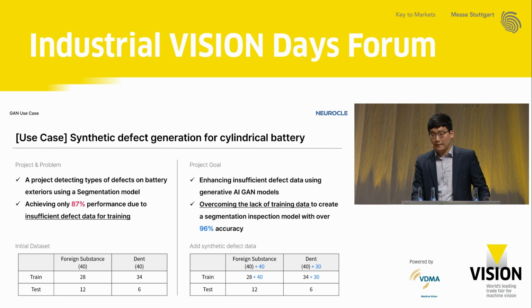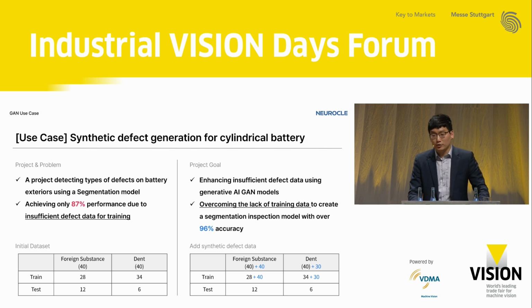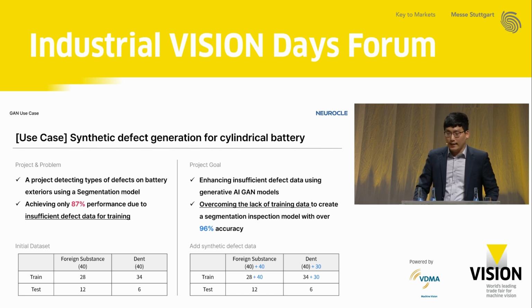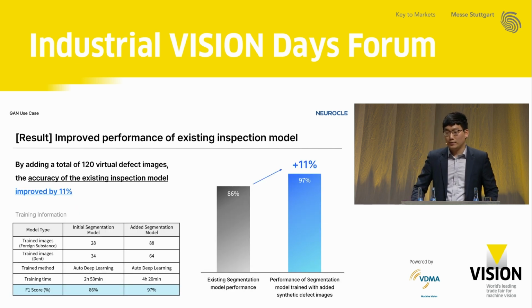So by using this GAN model, we can generate the synthetic data. And of course, compared to the initial data set without this synthetic data, we can improve the model's accuracy, up to 97% in this case.